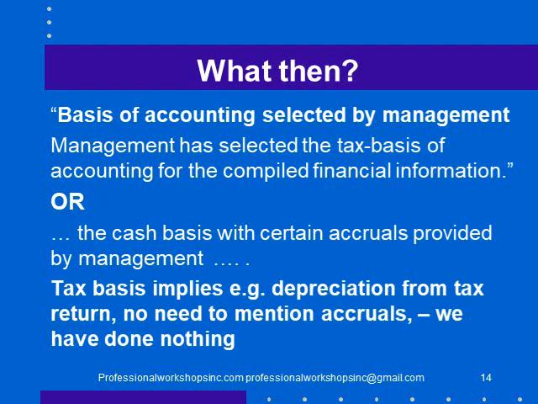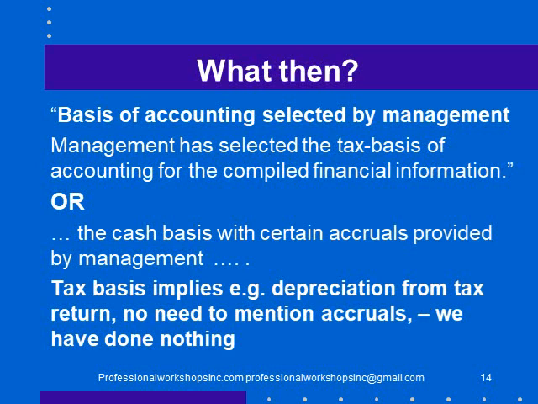Now, what then? My preference, I think, would be to have the one and only note in the financial statement, with the title, "Basis of accounting selected by management." So it's very clear I didn't do it. They did it. And then I would say management has selected the tax basis of accounting for the compiled financial information. Or you could say they have selected the cash basis of accounting with certain accruals provided by management for the compiled financial information.